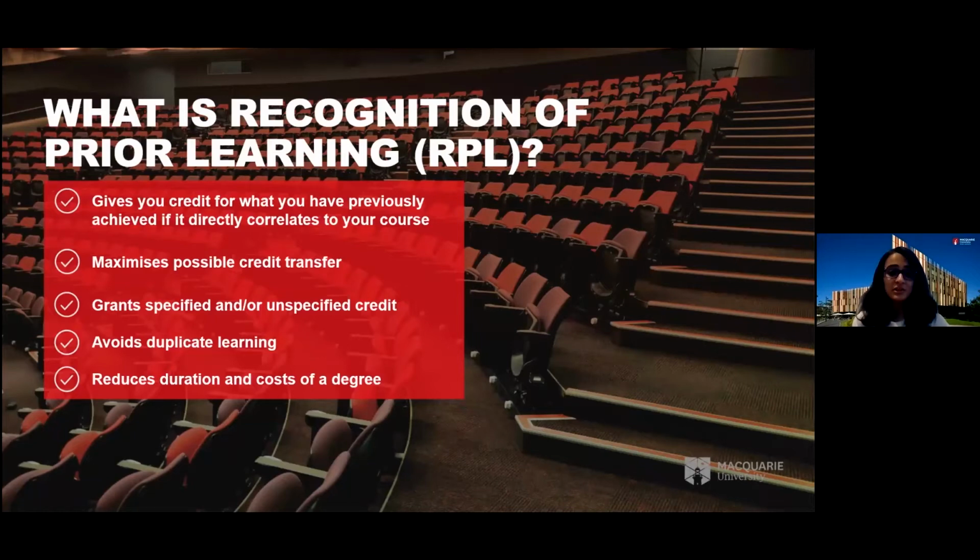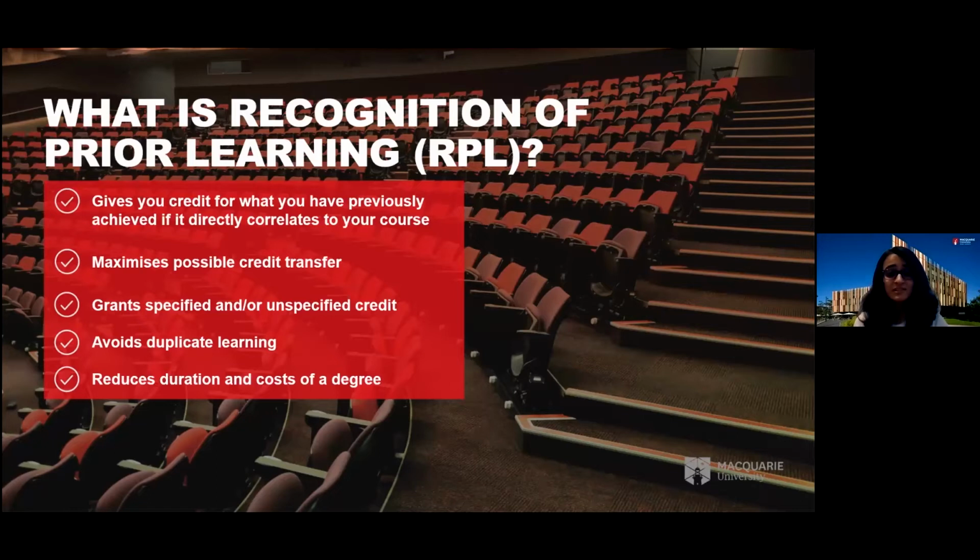What is recognition of prior learning, or RPL? Basically, if you've studied at another university or an institution or completed a diploma via TAFE, we would want that credit to be credited over to your current Macquarie University degree if it's applicable. In that sense, RPL intends to maximize any possible credit transfer. RPL is a process that grants specified or unspecified credit.